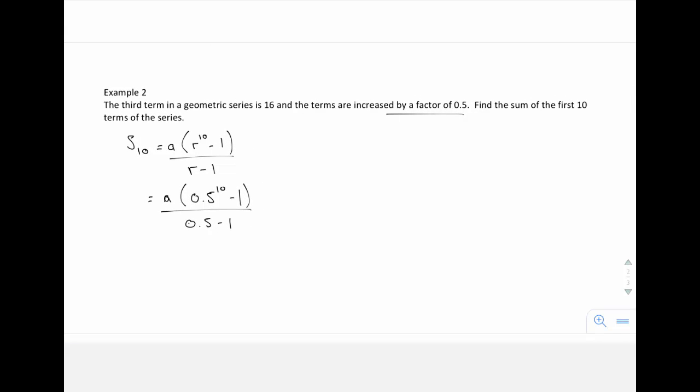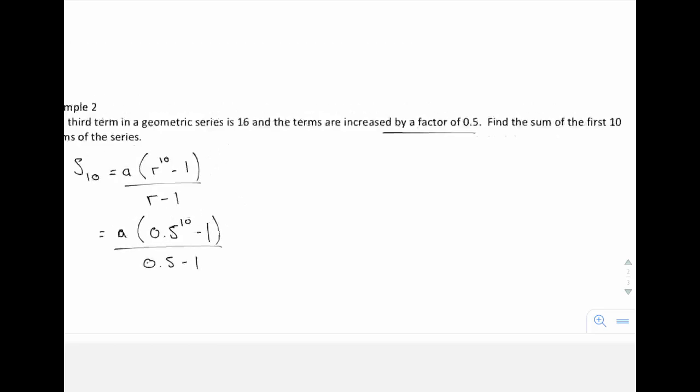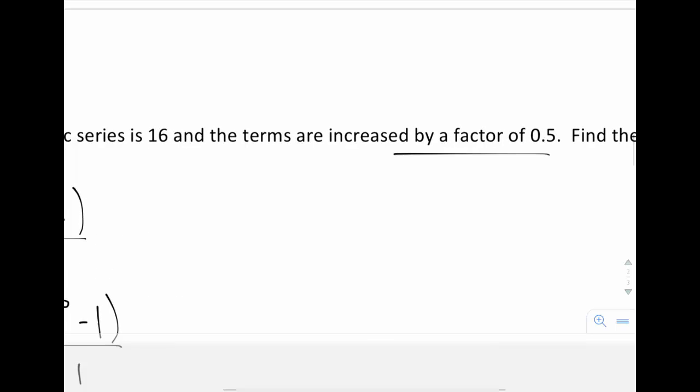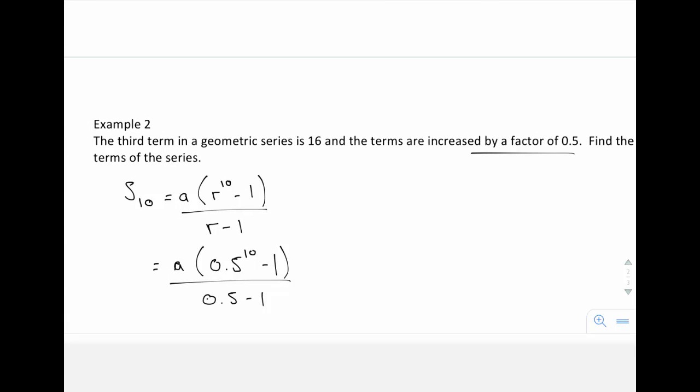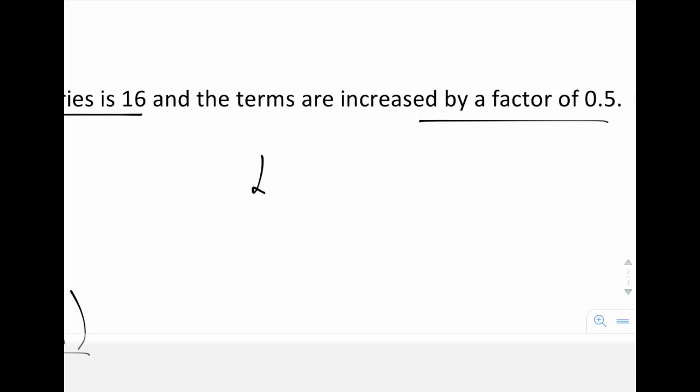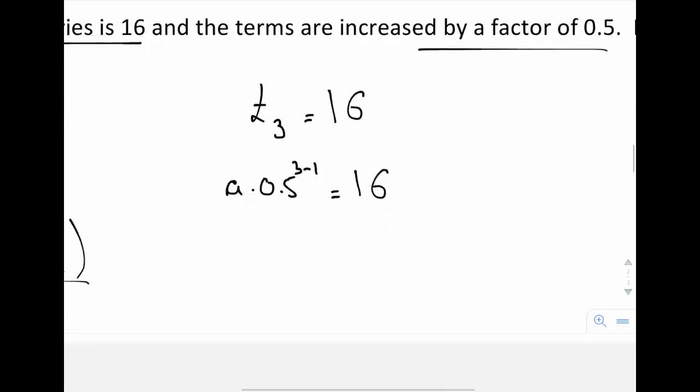Let's see if we can figure out what the first term is. So we're given the other piece of information. The third term is 16. So right here, the way I write that mathematically is that T3 is equal to 16. But the expression for T3 is a times the common ratio to the n minus 1 equals 16. And since it's the third term, and we know the common ratio is 0.5, it's 0.5 to the 3 minus 1.